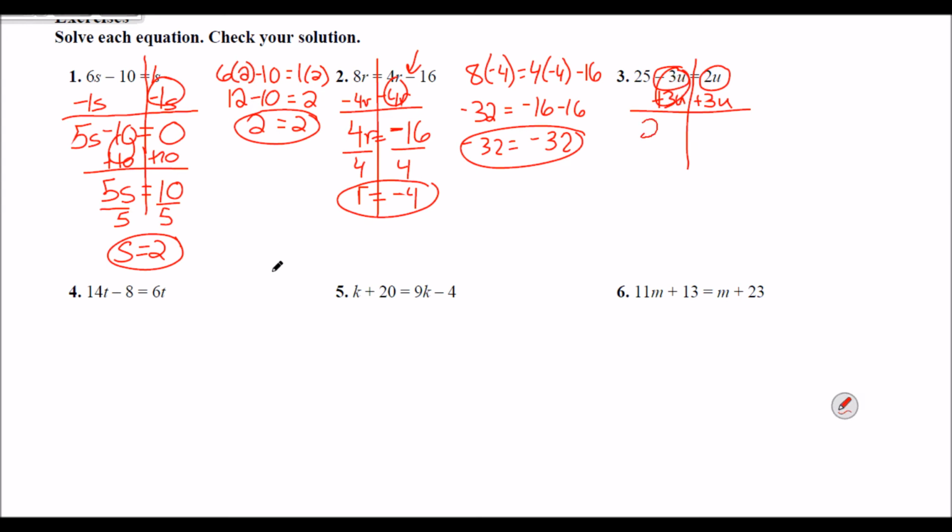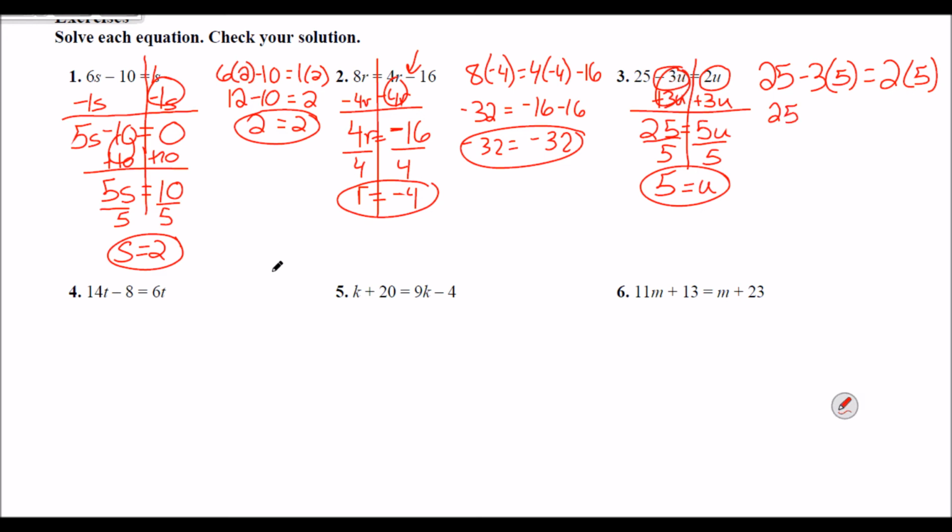The 25 drops down, and on the right side, 2u plus 3u becomes 5u. We're going to divide each side by 5, and 5 equals u for the final answer. And again, this will be the last one that I check for you guys, but if we take 25 minus 3 times 5, which is equal to 2 times 5, again, the left side and right side should equal each other. So I need to bring down the 25.